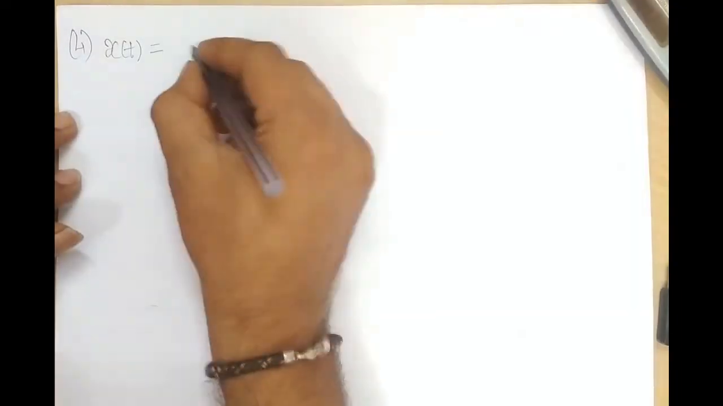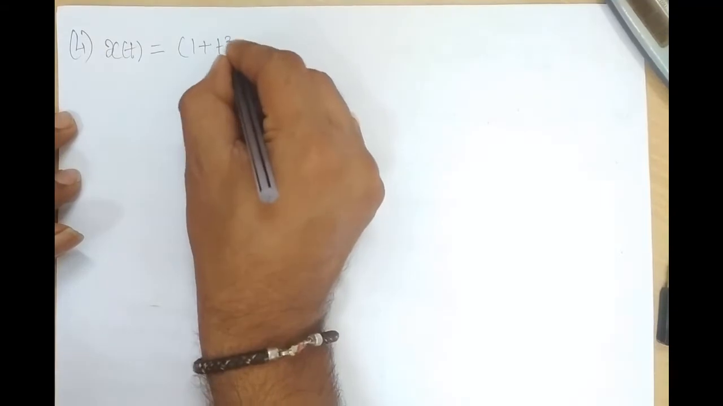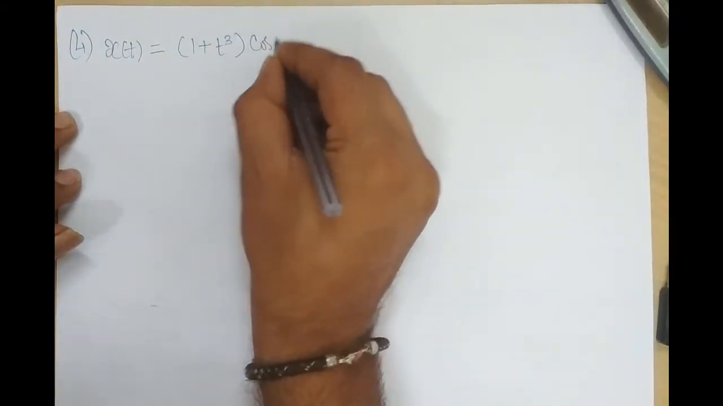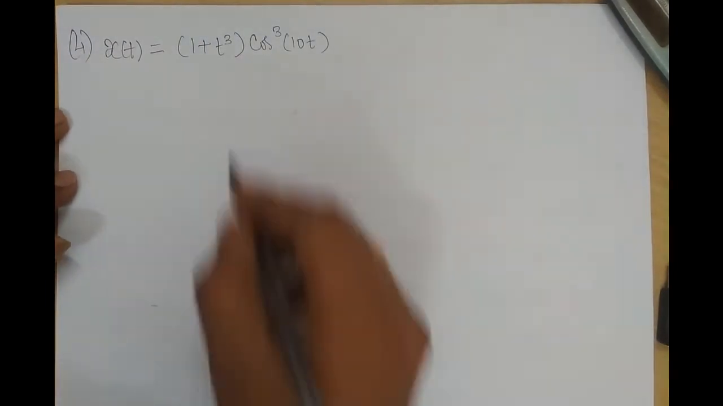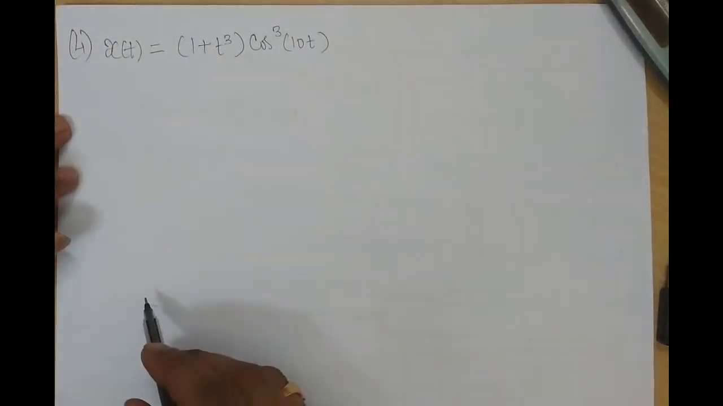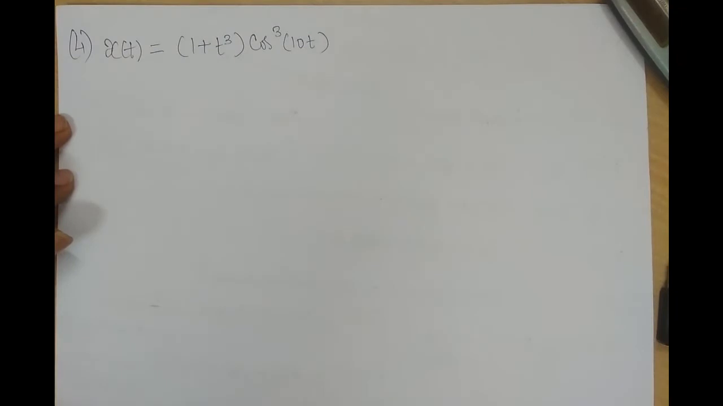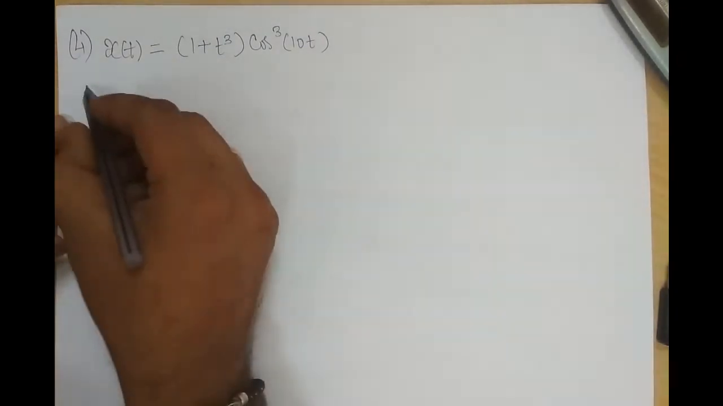x(t) is equal to (1 + t^3) cos^3(10t). So what is our aim? Here we have to find its even and odd component.